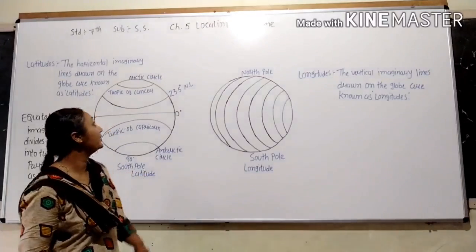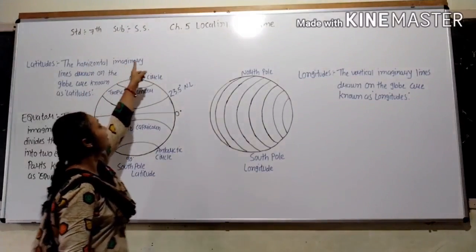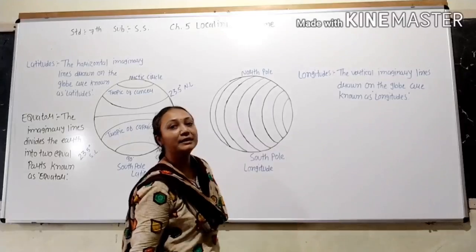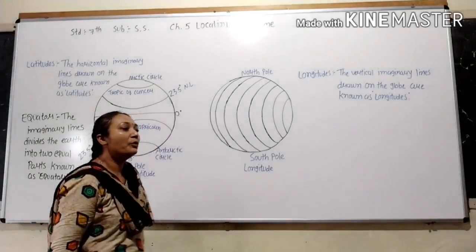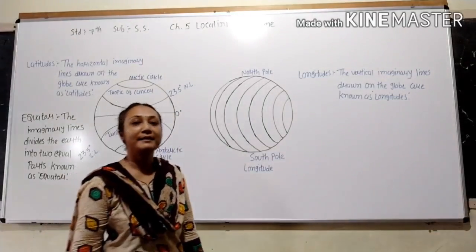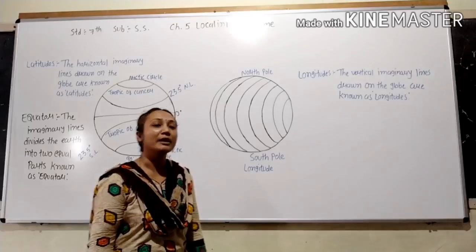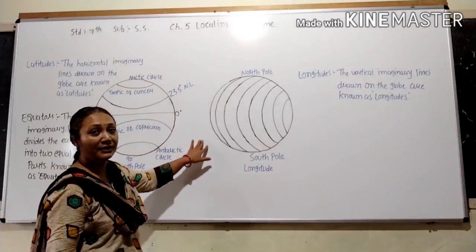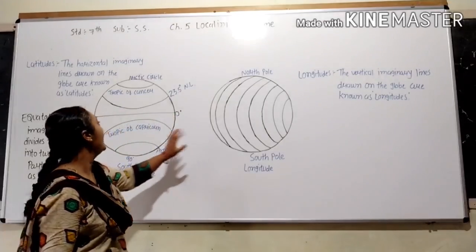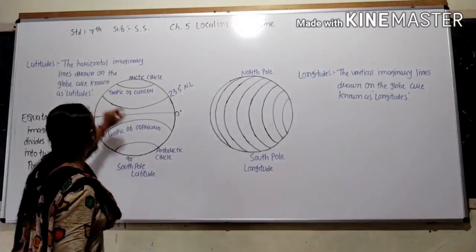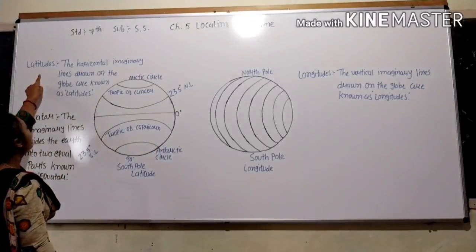Today we will see the video for standard 7, subject social science, chapter number 5, Location and Time. In the book we see what is a horizontal line, what is a vertical line, and we also learn about the equator. So we will see the video and you will come to know what latitude, longitude and equator are. First we learn about latitude.